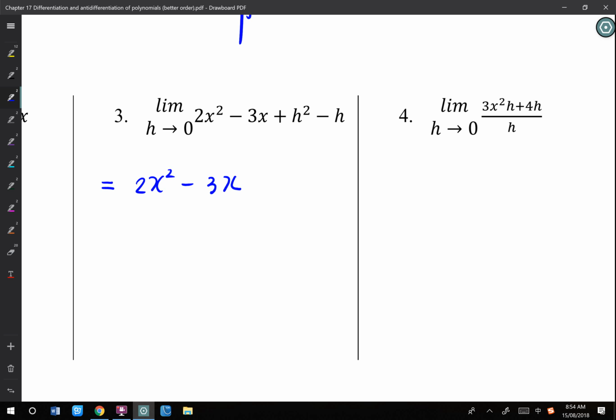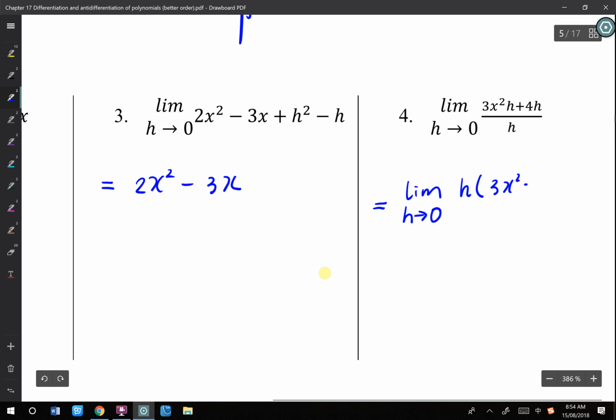Can I sub? No. Okay, so what do I need to do first? How can I simplify that? Yeah, after factorizing, I factorize h. 3x squared plus 4 over h, right? So h and h can get cancelled.